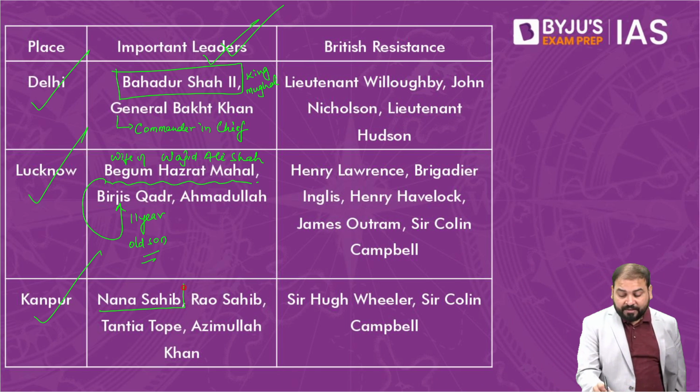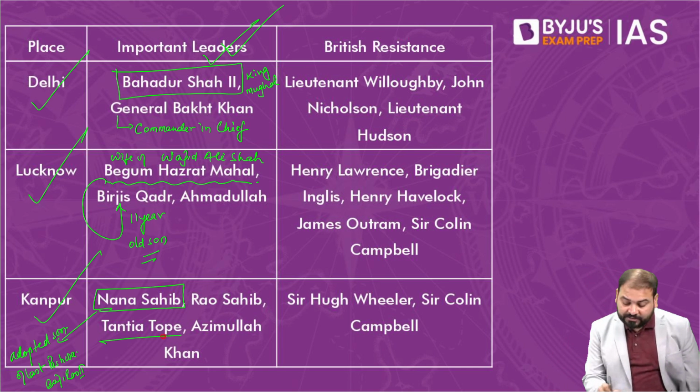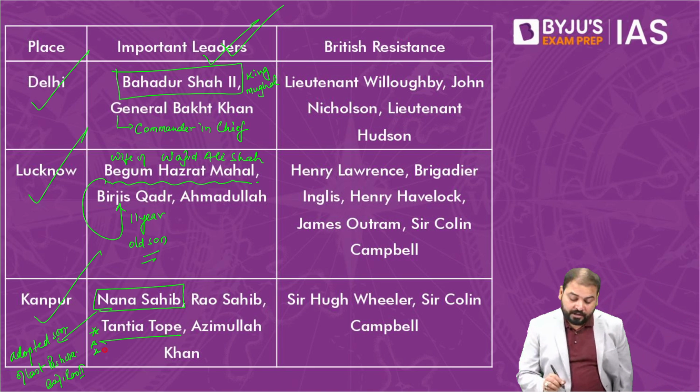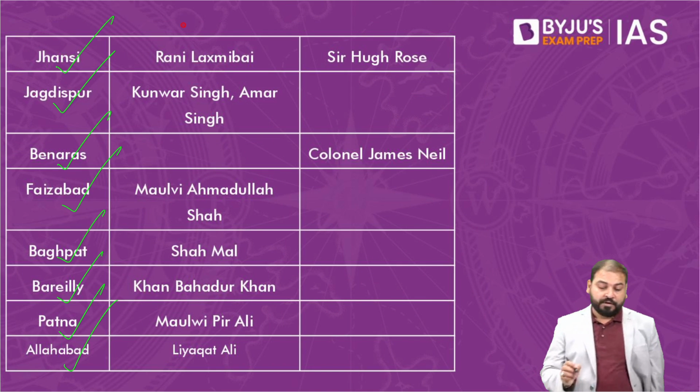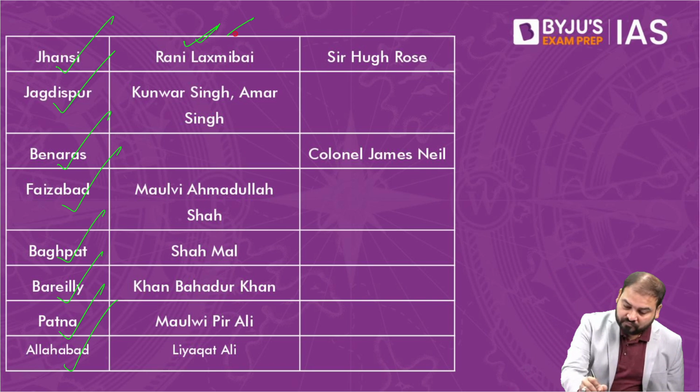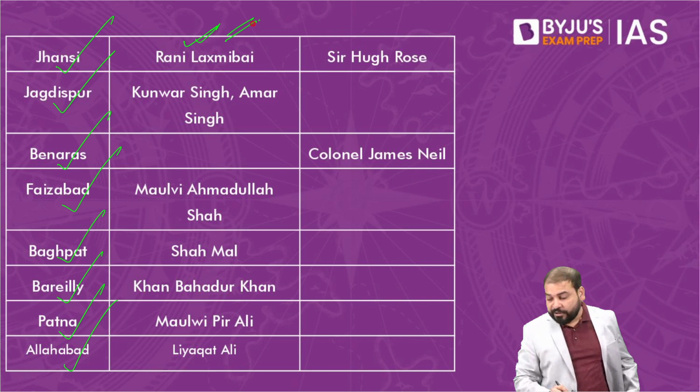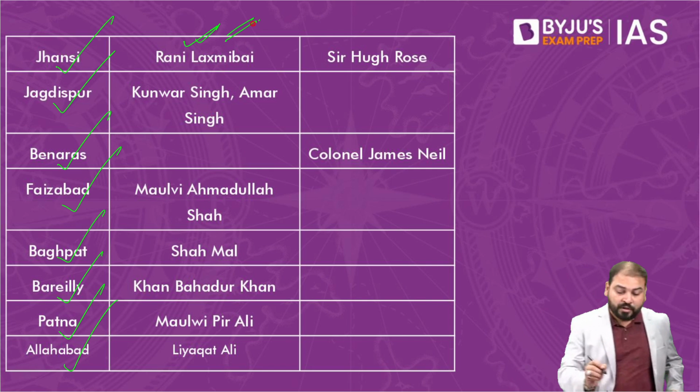Similarly, Nana Sahib, I've already told you, adopted son of the last Peshwa, Bajirao II. And Tantya Tope, very, very important, his trusted friend and partner. Rani Lakshmibai, the greatest heroine of this particular revolt.